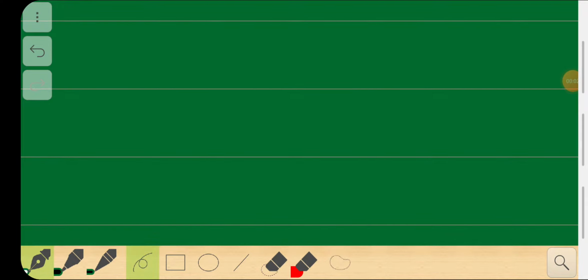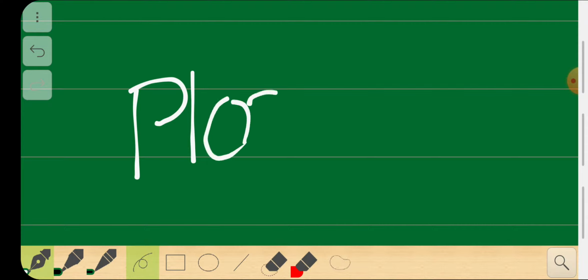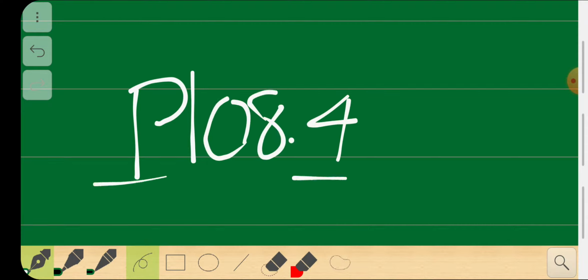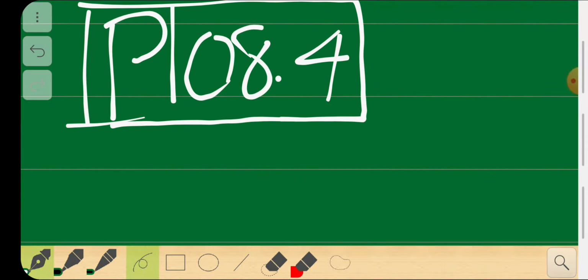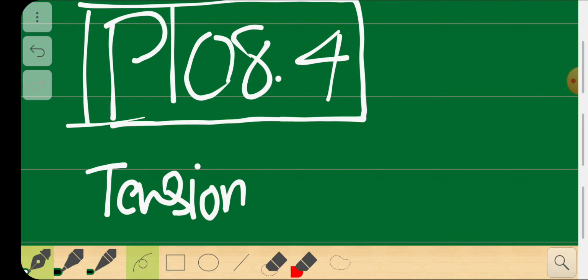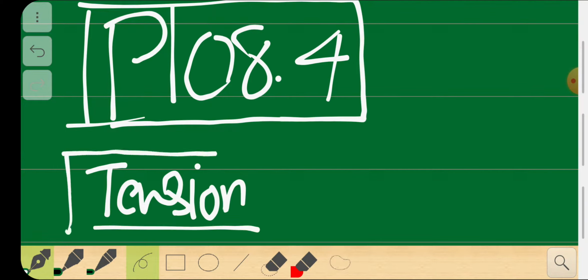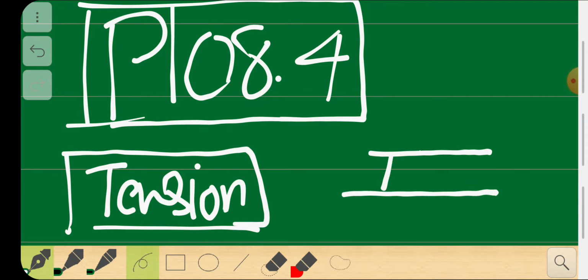This lecture is called P108.4. In this lecture, first of all, I am going to explain what tension is. The second thing is we are going to evaluate tension inside a string, a piece of string: what would be the tension at different points of the string? That's one thing that we are going to do.